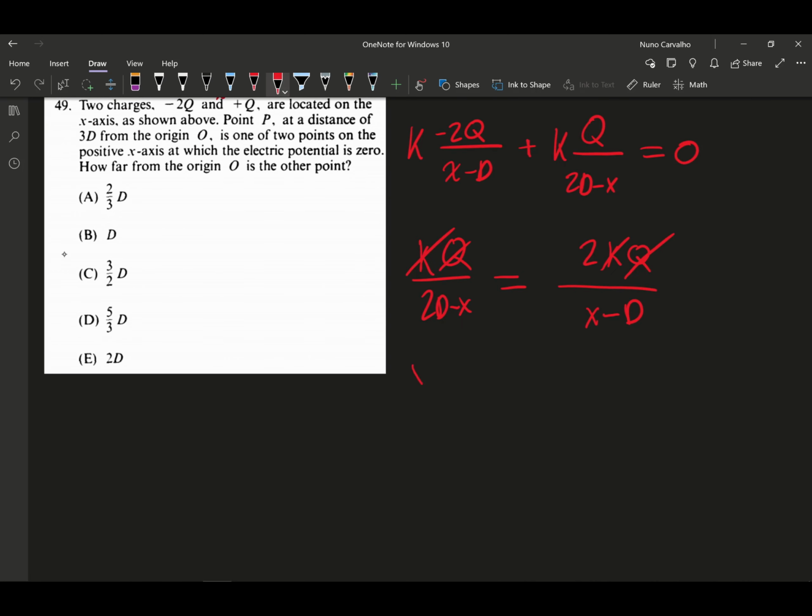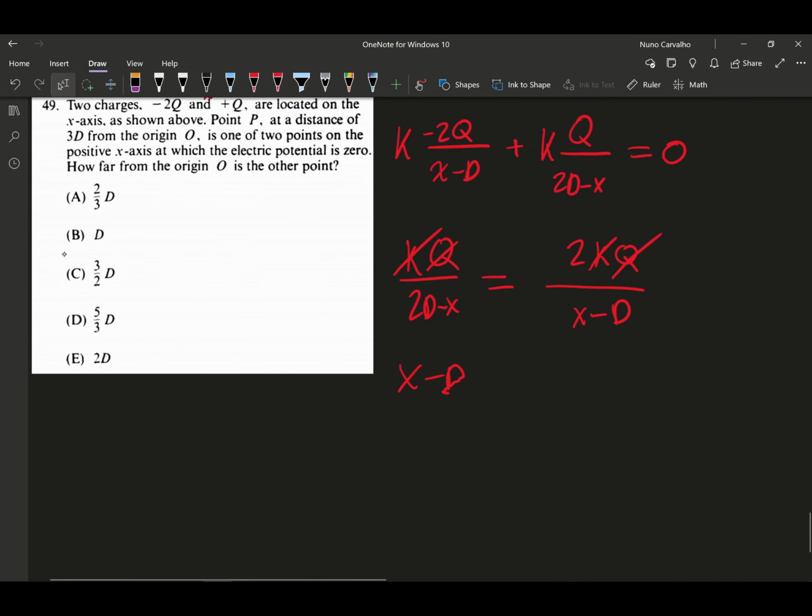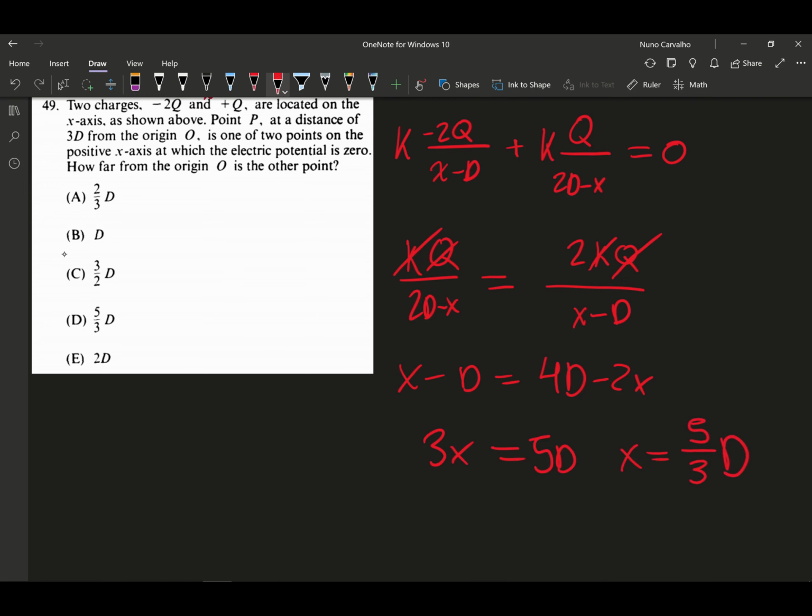So that we are left with x minus d is going to be equal to 4d minus 2x. And then we move over the x's to this side here, and we're left with 3x. And then this is going to be 5d, which is to say that x is going to be equal to 5/3 d. And so the answer choice here that is correct is going to be D.